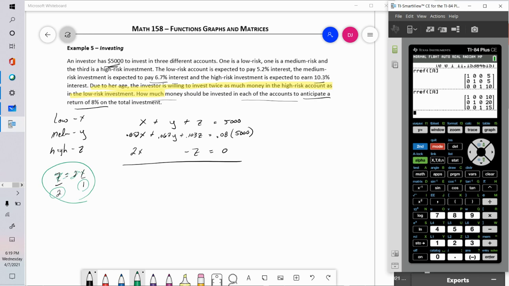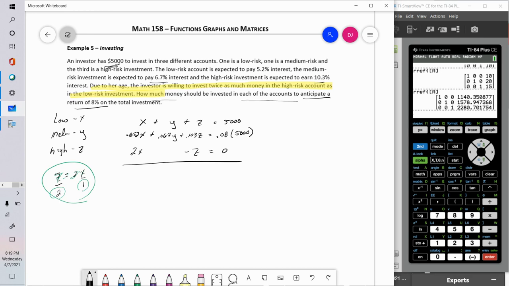Second quit. Enter to repeat the previous command. Now I'm a little concerned because I'm getting dollar amounts that are not exactly integers, but they don't have to be. So the low risk account, she's going to invest $1,140.35. In the medium risk account, she's going to invest $1,578.95.